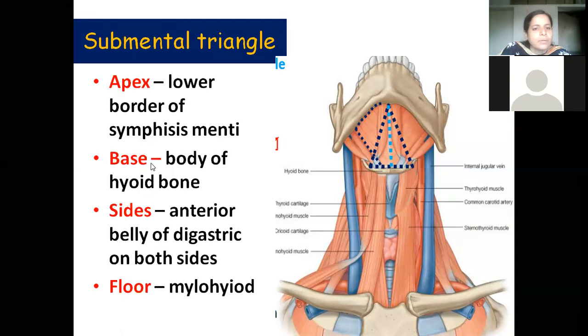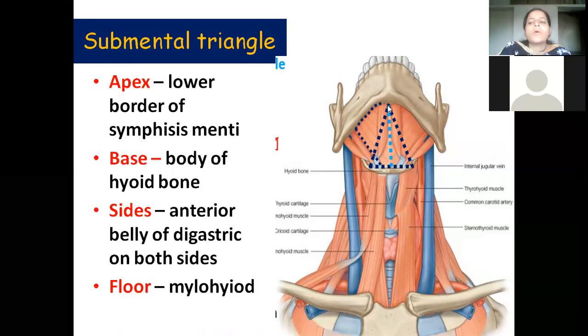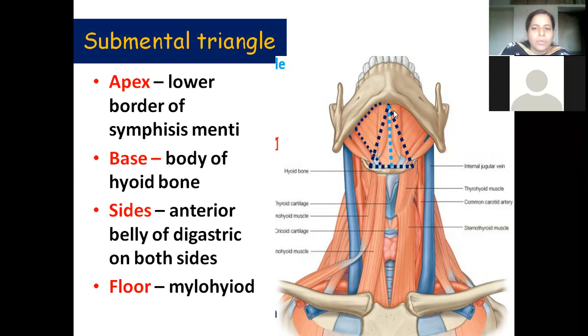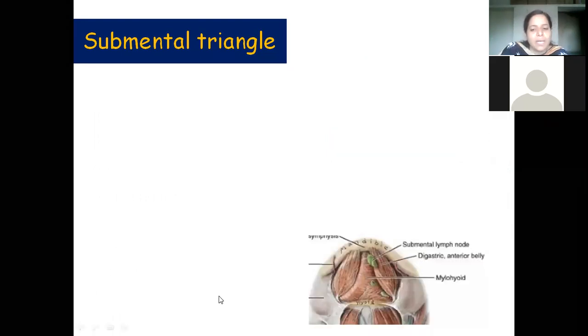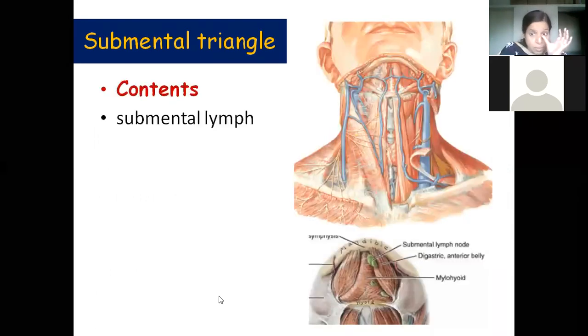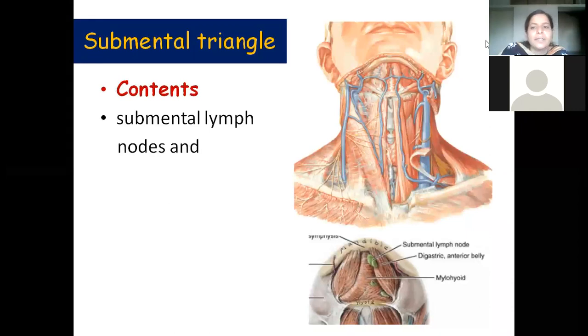The apex is the lower border of the symphysis menti, what you can see here. The base is the body of the hyoid bone, and the sides are the anterior belly of digastric, this one and this one also. What is the floor muscle? Open page book, I said, right? That floor muscle is mylohyoid. In the submental triangle, we have lymph nodes as contents.